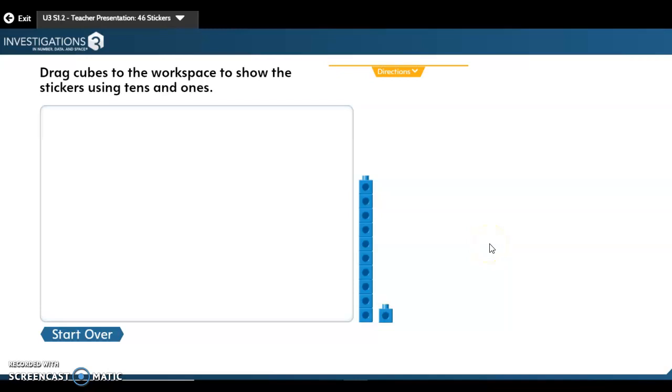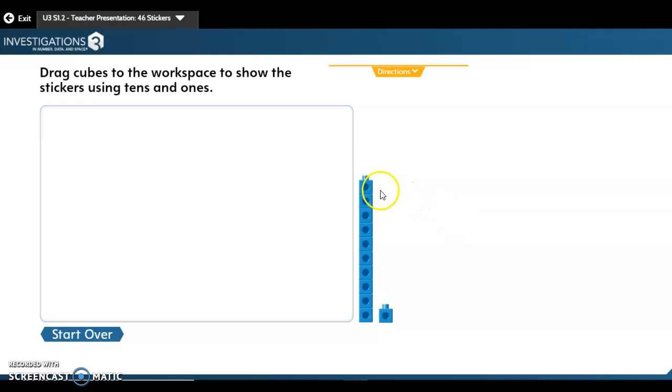Welcome back, second graders. So your challenge was to find all the ways that you could possibly show 46 stickers using strips of 10s and 1s. And there are 5 possible combinations. So we're going to look at those to see if you were able to find all 5.